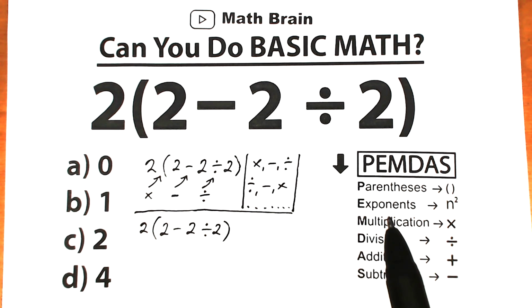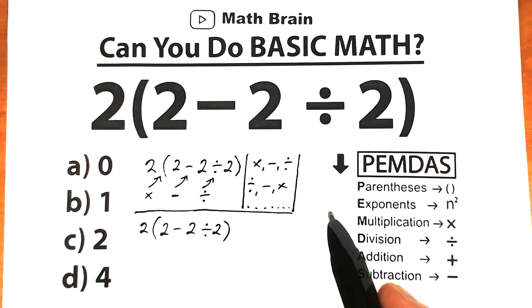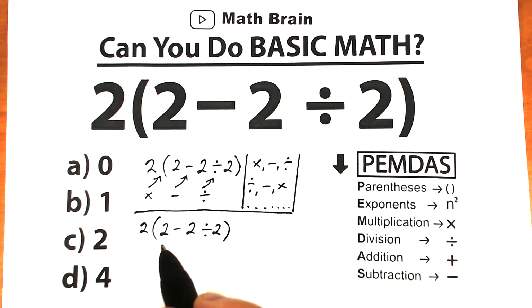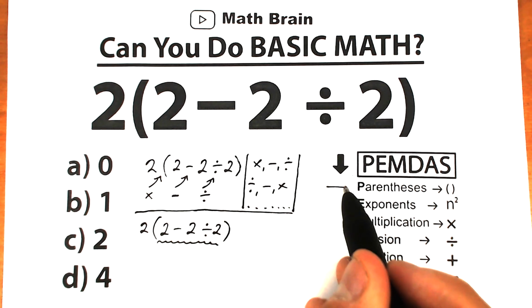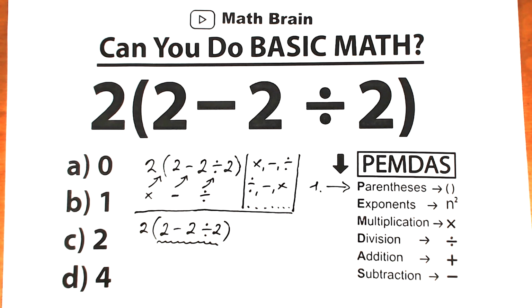PEMDAS works from the top to the bottom in a strict order. So right now let's scan step by step. What do we have in our question? First of all, let's start with parentheses. Do we have parentheses in our challenge? Yes, we have parentheses right here, so that's great. Our first step is to evaluate the expression inside the parentheses.